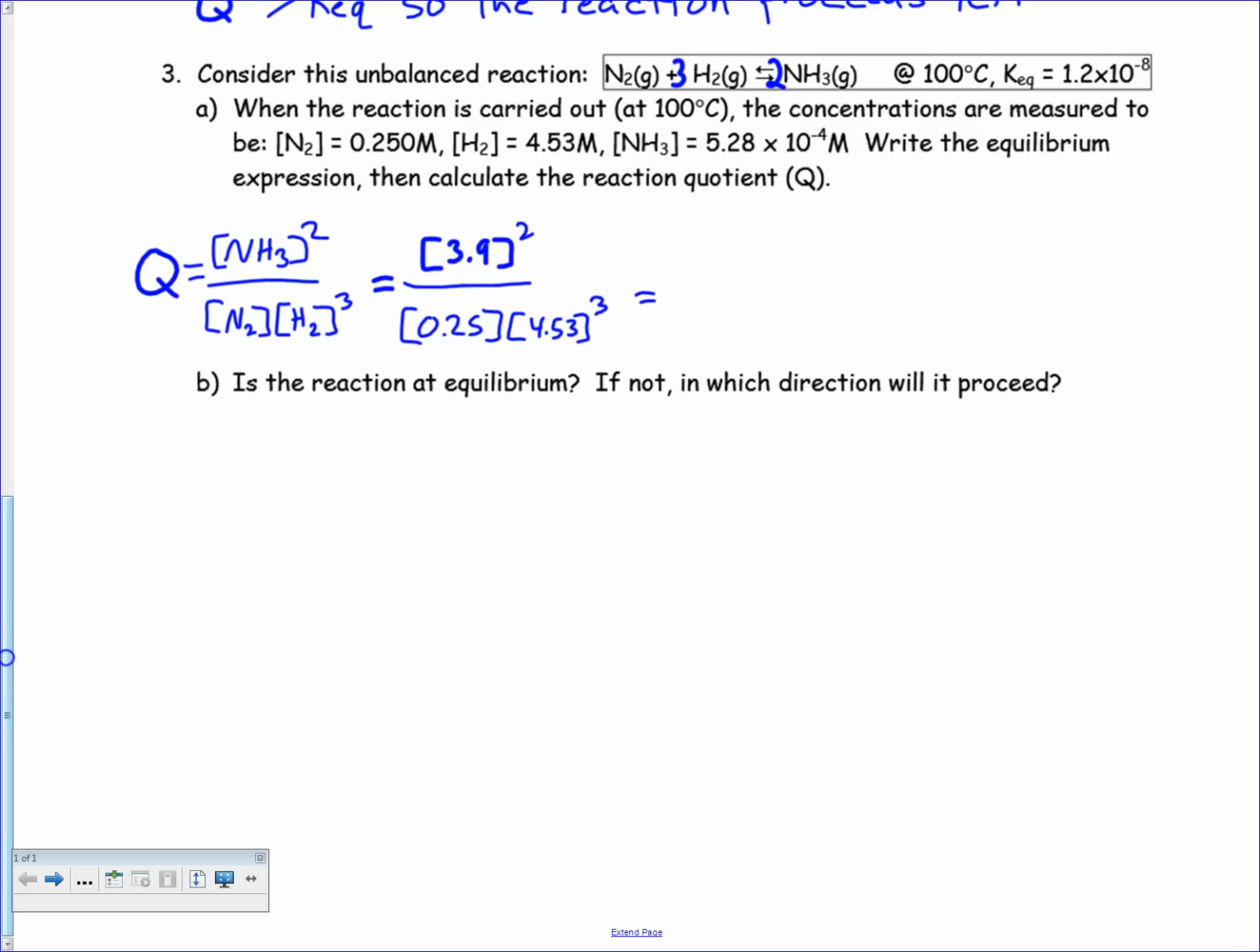Calculate that. You should get something like 1.2 times 10 to the negative 8th, or 0.0000000012. Okay, 7 zeros. And then we compare that to Keq. We see here that Q equals Keq, which means that we have a situation where we're at equilibrium.